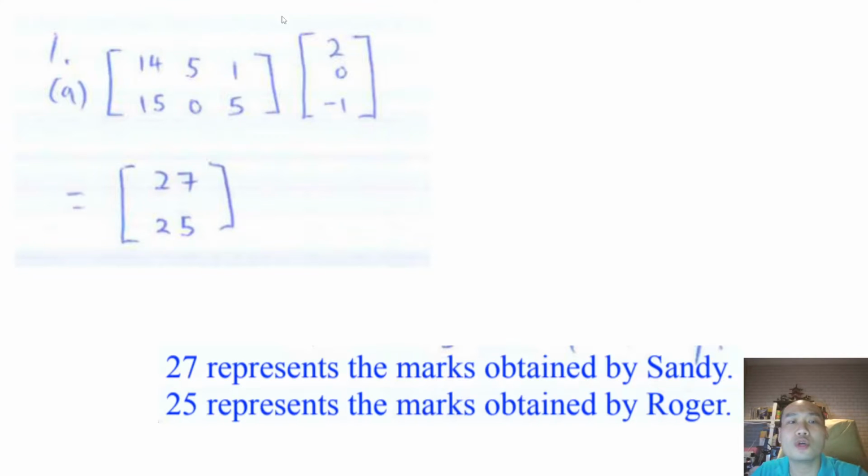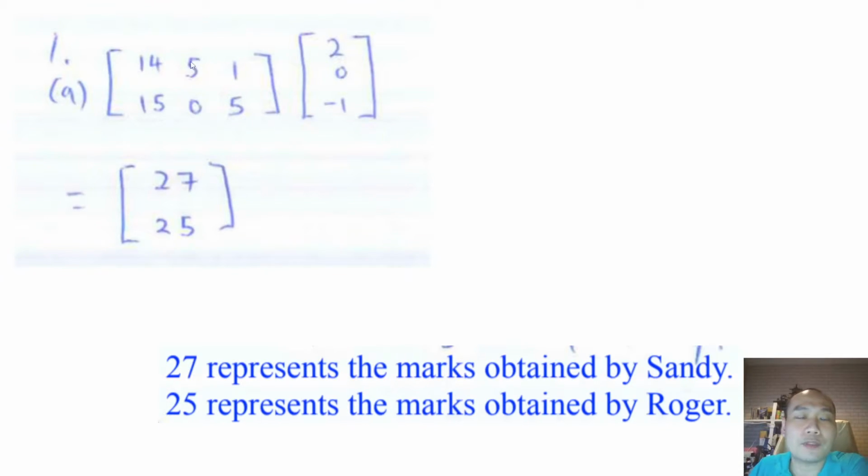14 here will go with 2 because 14 is for correct answer, 2 is for correct answer. 5 here, the second number is for non-attempt, and the second number here, 0, is for non-attempt. And the 1 here is for incorrect, and the negative 1 here is for incorrect. So they must match up perfectly like this. So especially for questions that have context, word problems, when we try to multiply things together, we need to actually analyze a little bit and make sure that it makes sense. Else, the multiplication is meaningless, right?